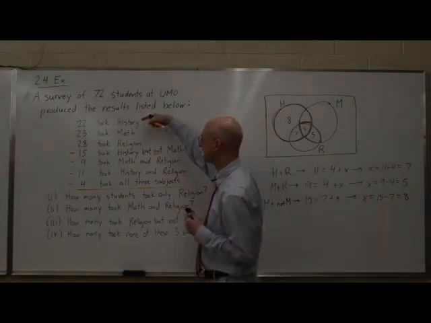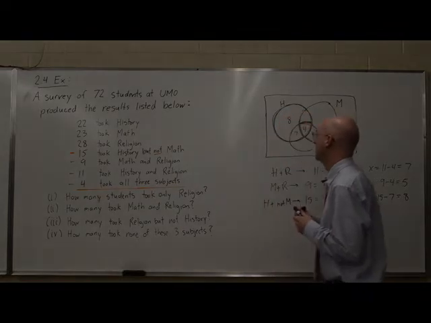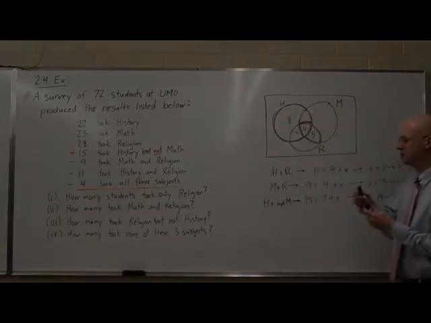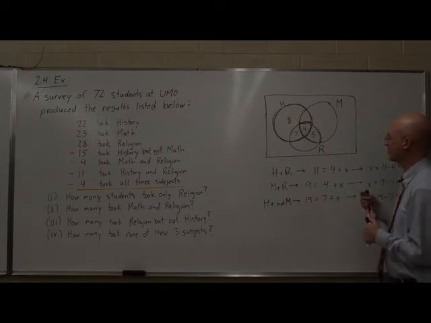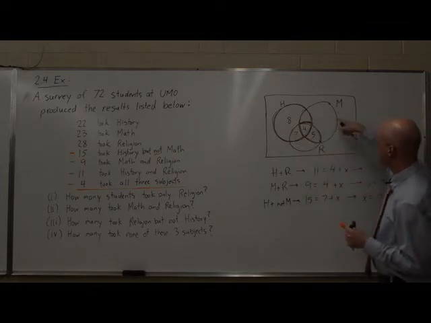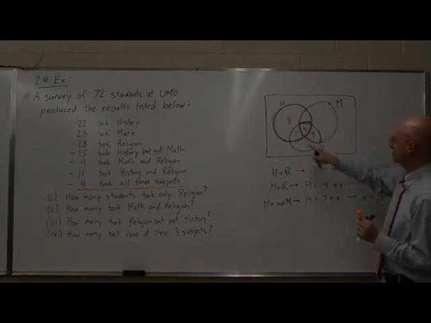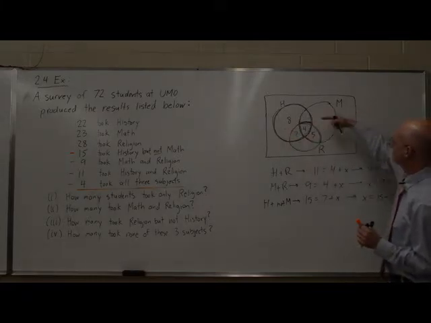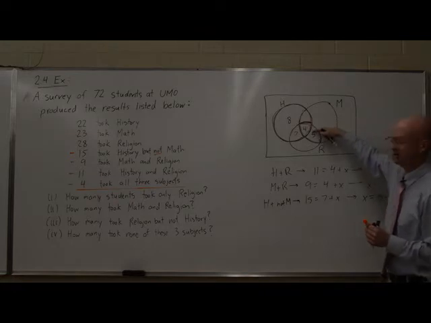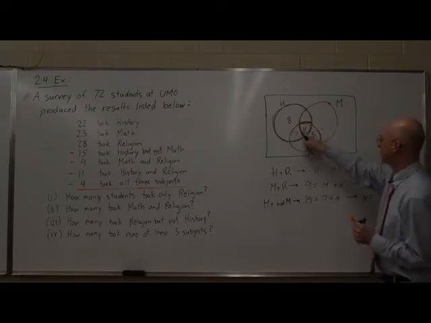totals of history, math, and religion students. Which one of those you start with depends on what your picture looks like at this point. What you want to look for is a circle. Each of these circles has four pieces: 8, 7, 4, and then a blank. This is a blank, a 4, and a 5. And this is a 7, 4, 5, and a blank.